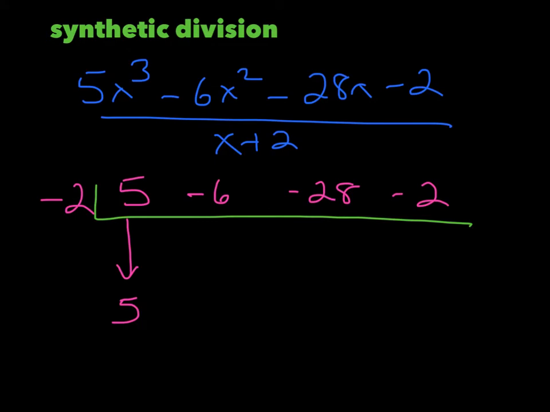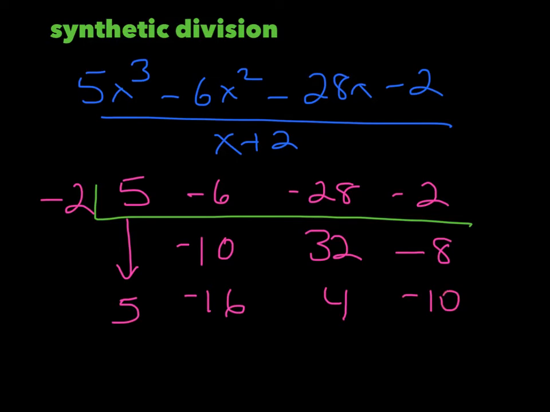So negative 2 times 5 is negative 10. Negative 6 plus negative 10 is negative 16, so I'm adding. Now I'm multiplying again for positive 32. I'm adding again for positive 4. I'm multiplying, negative 8, and I get negative 10. So this is my final answer.